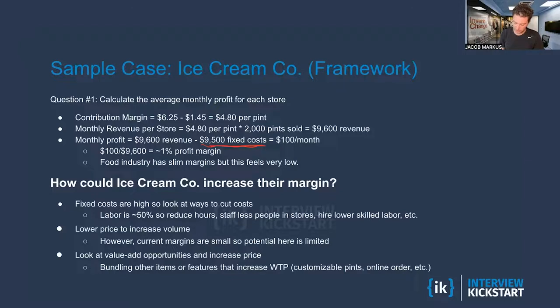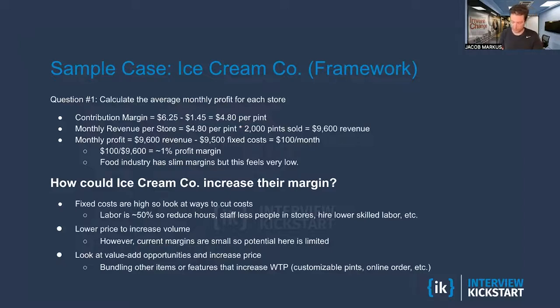So another one is lowering the price. So this 6.25, depending on the price sensitivity or price elasticity, right? Maybe we decrease that to $5, but then the pints that we sell will go up. So kind of understanding the relationship between those two. However, and this is where you can call out a risk, the margins are so small that it might be a little risky to start playing with that dynamic.